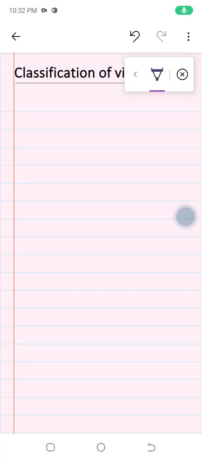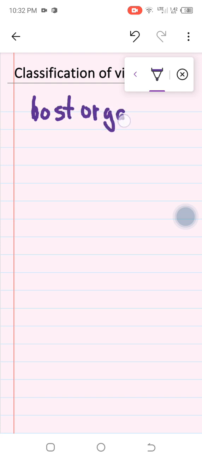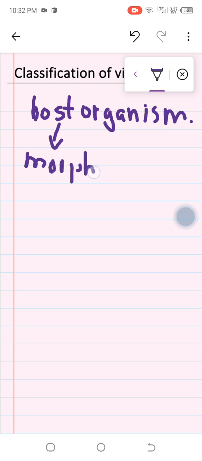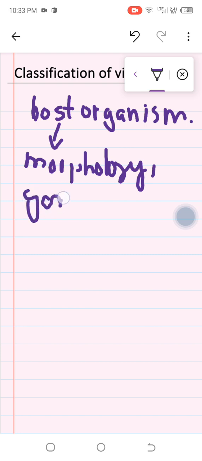Okay, so now we're going to discuss the classification of virus. As we know, virus classification is based on the host organism, and also on other structures, like the morphology or the genome type, and the mode of action in the host, how the virus survives in the host. So these are the classification of virus based on the mode of action.